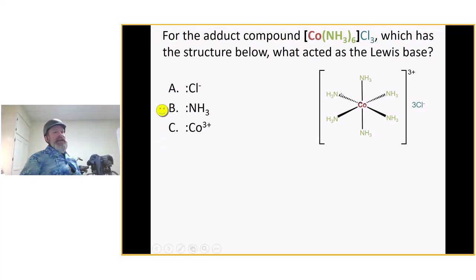The answer, of course, is NH3, because we can see the NH3s have interacted with our small cobalt positively charged ion. The Cl-, we must remember, are there just to balance out the 3+ charge on the overall thing. But the NH3s are what have actually attacked our positive metal ion and formed this complex ion. So NH3 is the Lewis base, and this right here is our adduct. Okay? Roger Dodger. That's it.